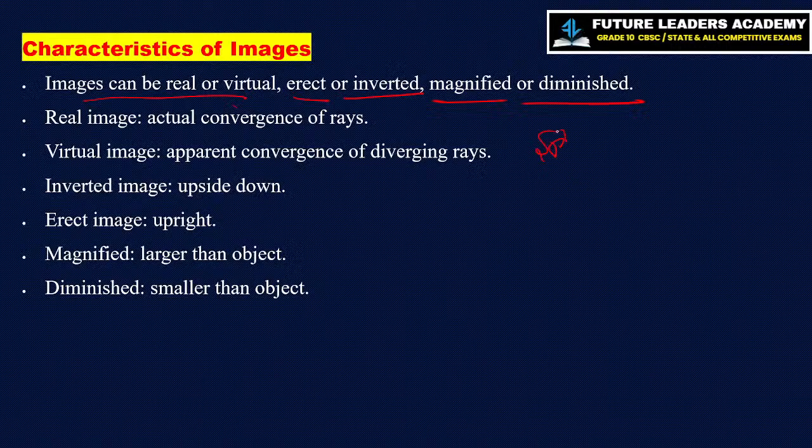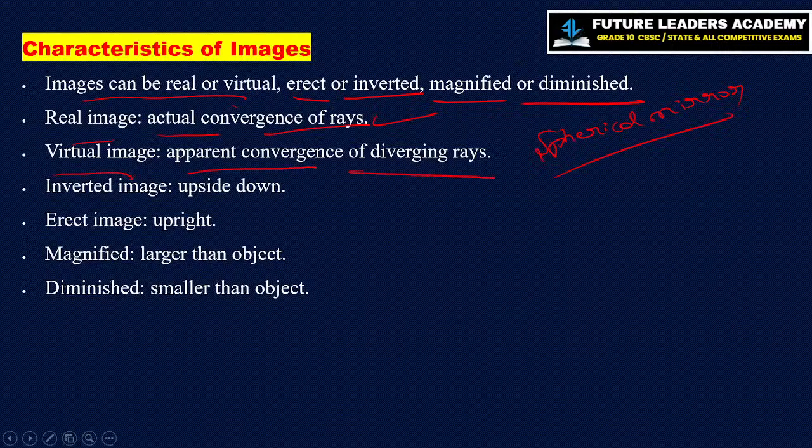Spherical mirrors. What are those? Spherical mirrors. Okay? That is, spherical mirrors, as we will go on saying. Okay, listen. Real image means actual convergence of the rays. That is why it is called real image. Virtual means apparent convergence of diverging rays.